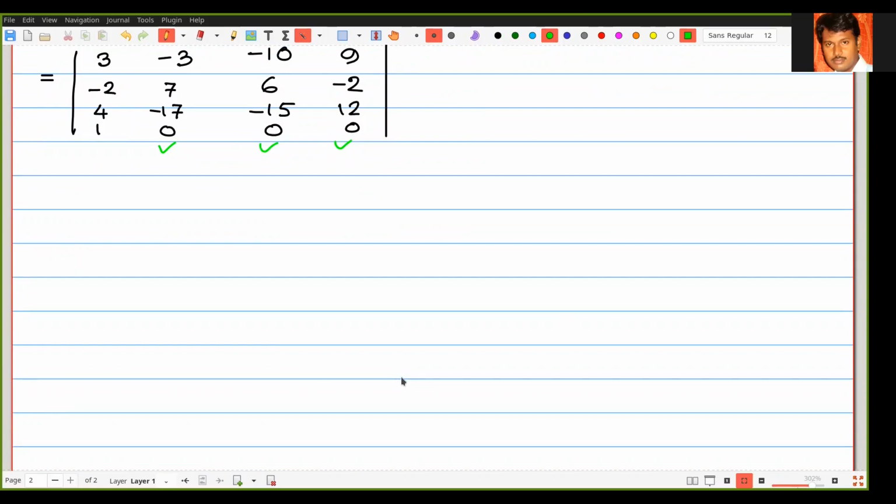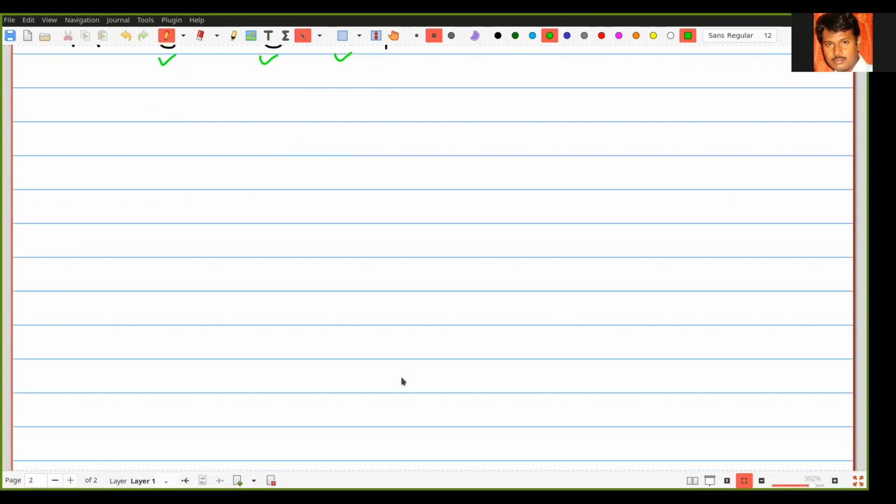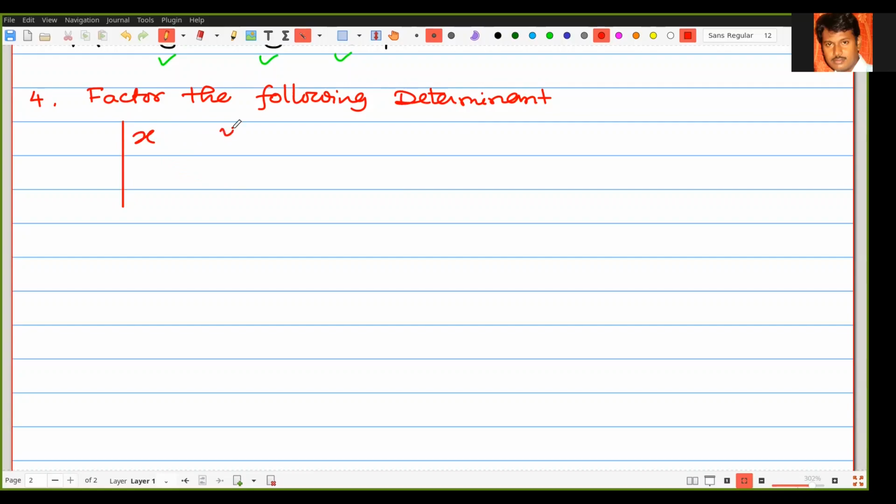So we can now proceed to the next problem. The next problem is given: factor the following determinant, and that one is given: x, y, 1, x square, y square, 1, x cube, y cube, 1. Let's proceed with the solution.